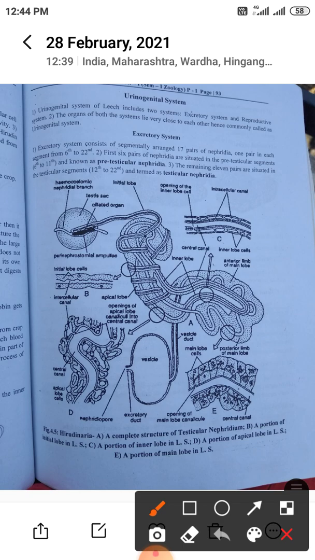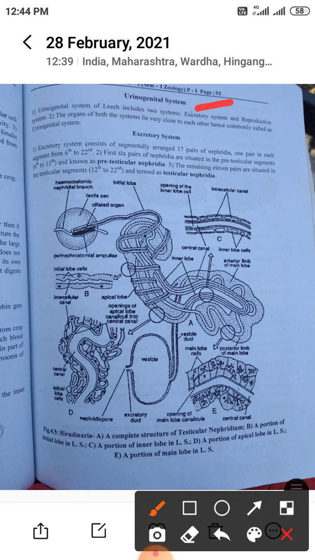Why is it known as the urinogenital system? The organs of the excretory and reproductive systems lie very close to each other, present near each other, so it is called the urinogenital system. And the urinogenital system of leech includes two types: first is excretory and second is reproductive. Excretory helps for excretion and reproductive helps for reproduction, for the formation of new organisms.